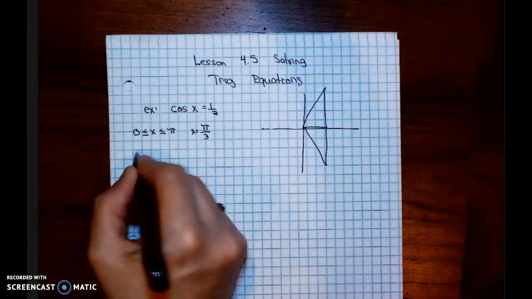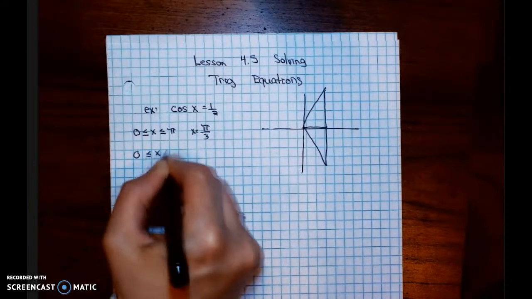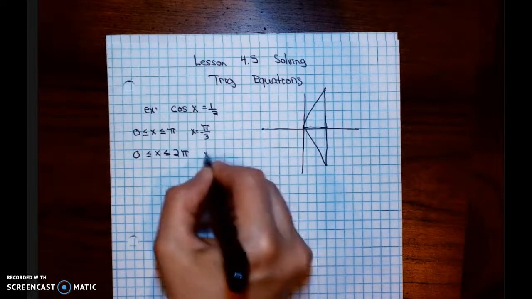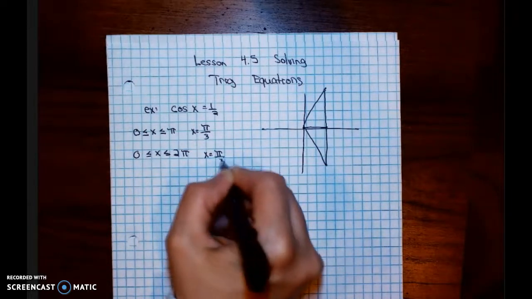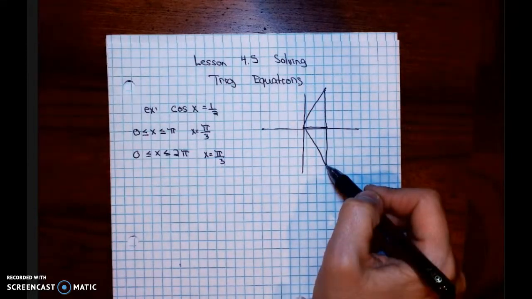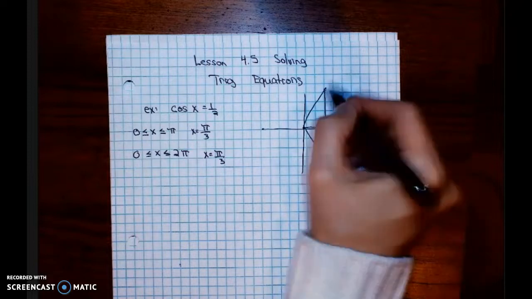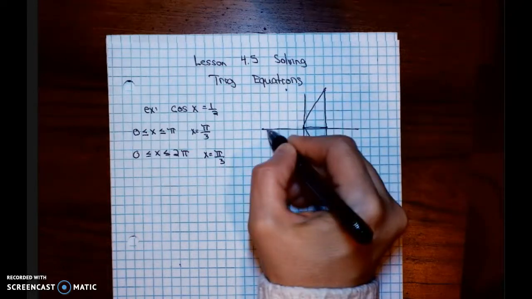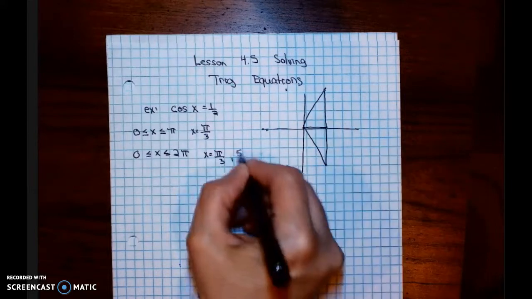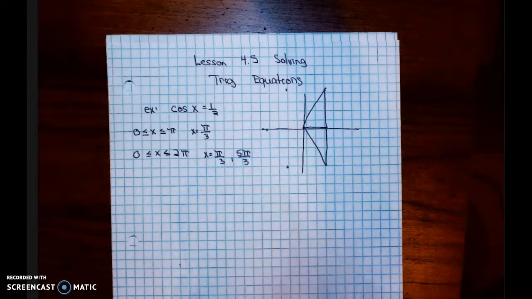Now, they might change it and say, actually, you know what? We can go all the way around the unit circle. In that case, we've got two different values for x. The first one is in that quadrant 1, which is pi over 3. The second one is this quadrant right here. So I'm going to count by thirds. This is 1/3, 2/3, 3/3, 4/3. This would be 5/3. So we would have 5 pi over 3.